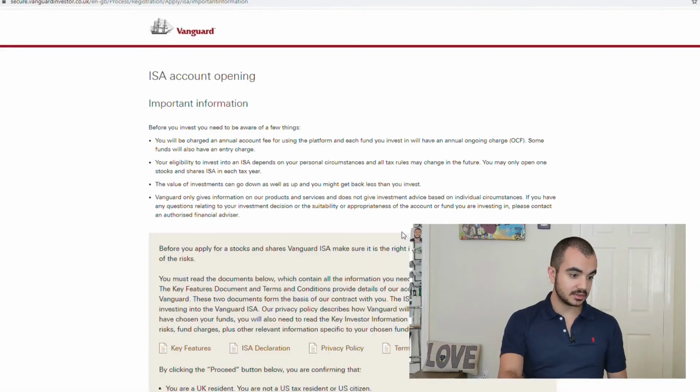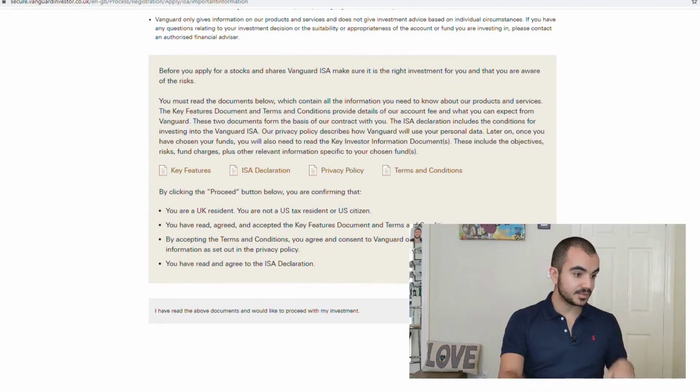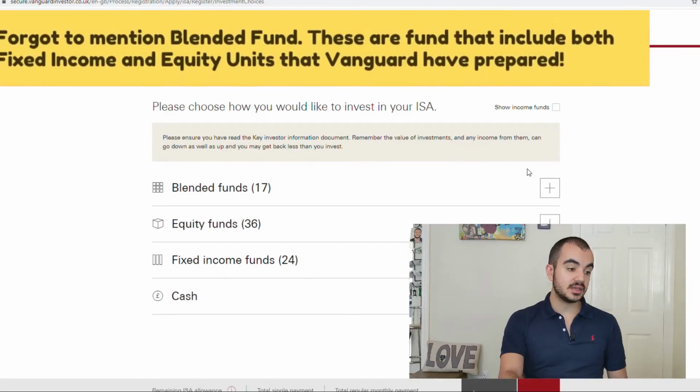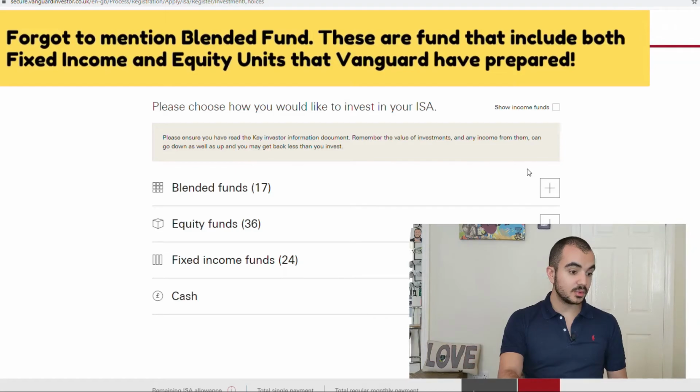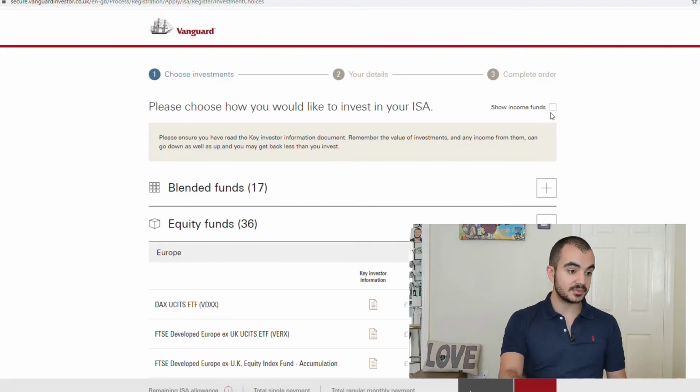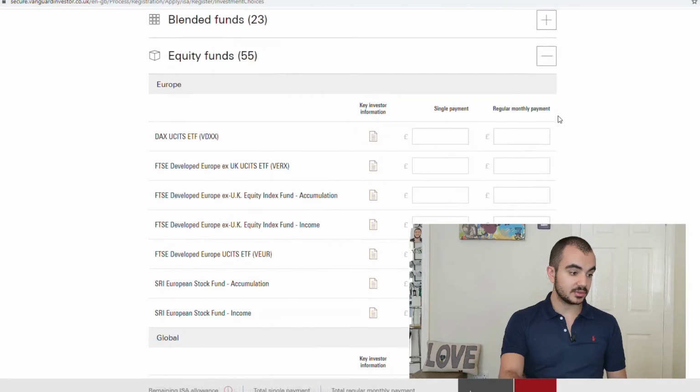I'll click next, proceed. And then this is the point where it gets you to choose the funds that we're interested in. It automatically defaults to an accumulation fund, but if you do want to see the income funds, just simply click here, and then you'll see both the accumulation and income funds listed below. I'll complete the order. So an investment fund, so we were looking at the FTSE Developed 100, so I can do a regular payment of 100 or a single payment of 500.